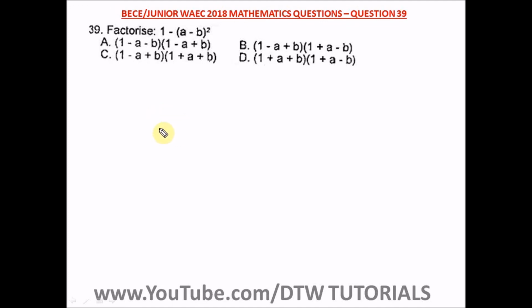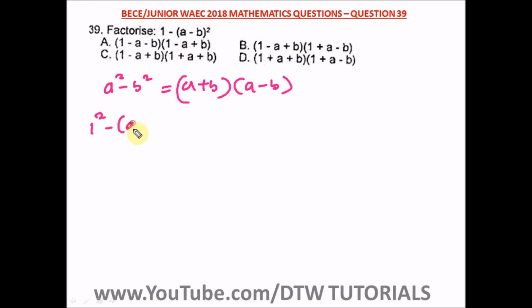That's your OBJ question 39. It says factorize this. I hope you remember this. When you have A square minus B square, it is the same thing as A plus B bracket A minus B. So from this expression here, we have 1 is the same thing as 1 square minus bracket A minus B square. So this is your A square, and this is your B square.